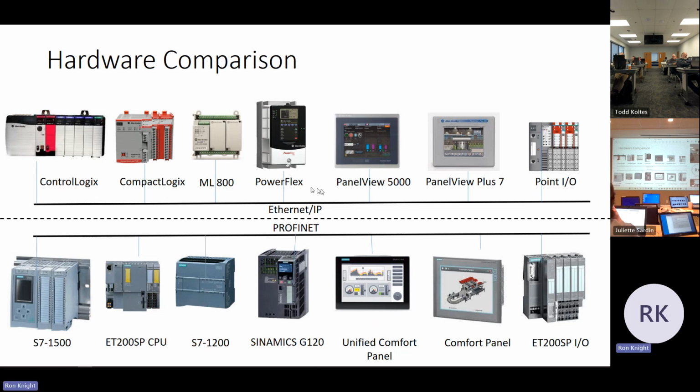EtherNet/IP is the main communication protocol for Rockwell devices. Profinet on the Siemens side. Profinet is an open Ethernet protocol. You don't have to use Siemens Ethernet switches. You don't have to use Siemens Profinet cable. I've got a customer that actually standardized on this processor. Their IT folks made them use Cisco switches. We're running Profinet just fine on those Cisco switches.